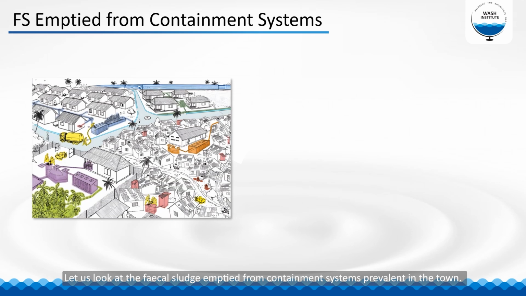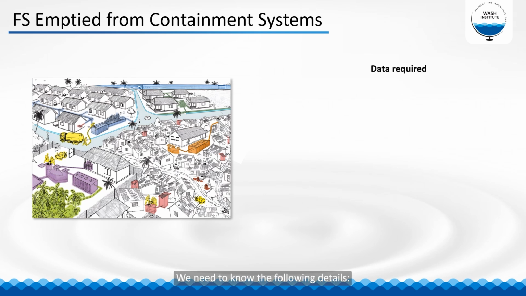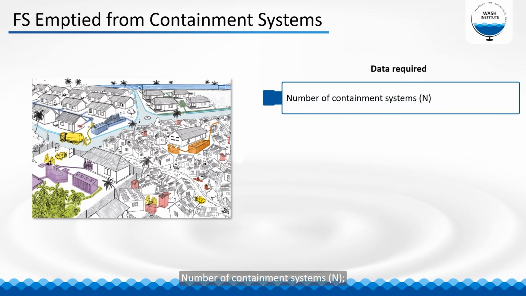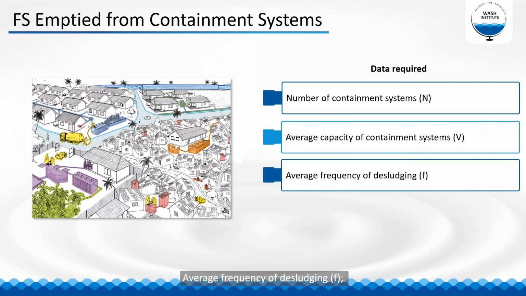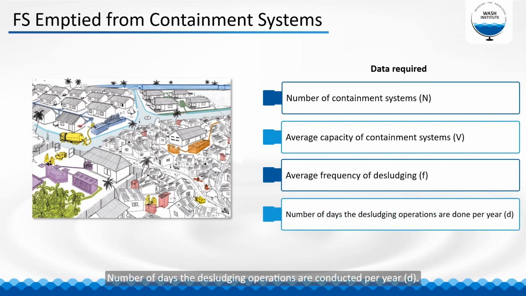Let us look at the fecal sludge emptied from containment systems prevalent in the town. We need to know the following details. Number of containment systems, capital N; average capacity of containment systems, V; average frequency of desludging, small f; number of days the desludging operations are conducted per year, small d. These details can be collected through household surveys.